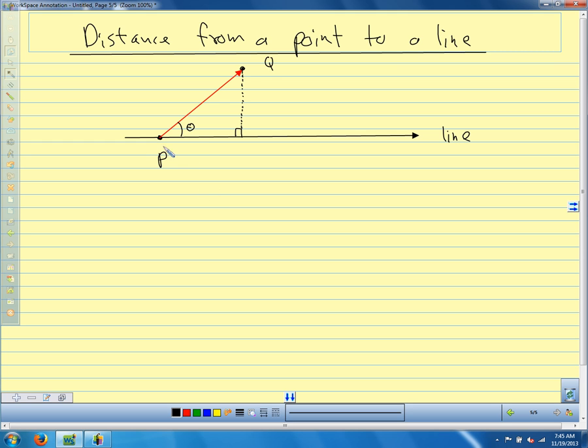Well, if we have the equation of this line, we know a vector that is in the direction of the line. I'm going to draw that down here in blue. I want this to be centered at my point P also. And let's call that vector U. And U is a direction vector for the line.